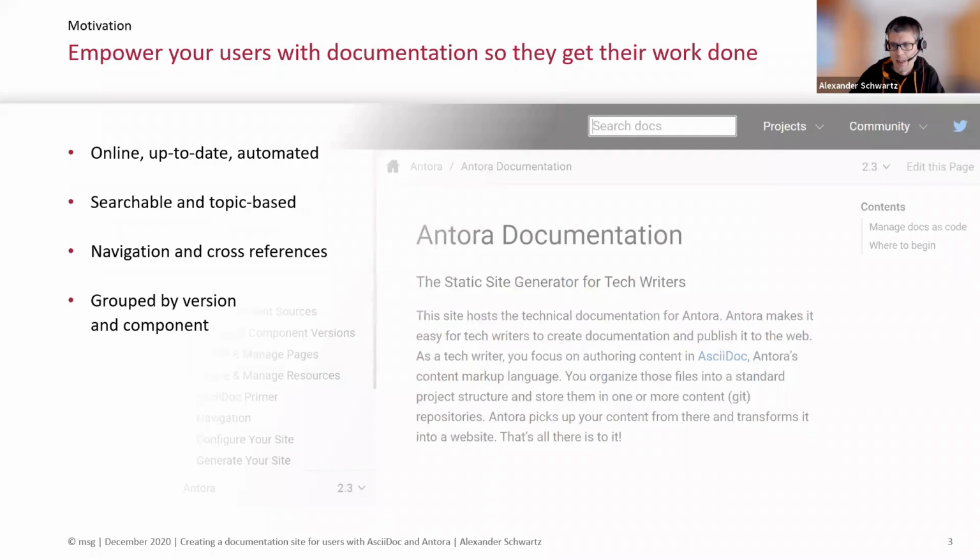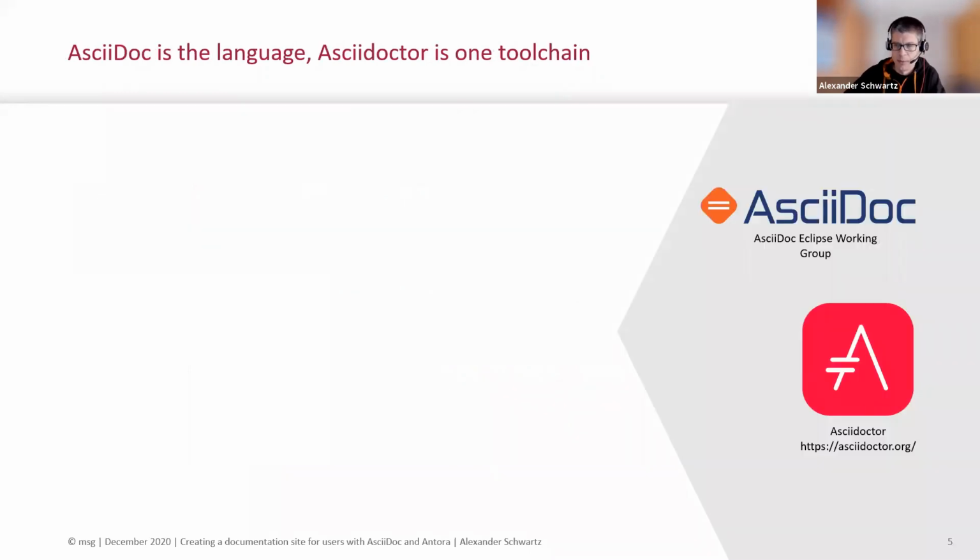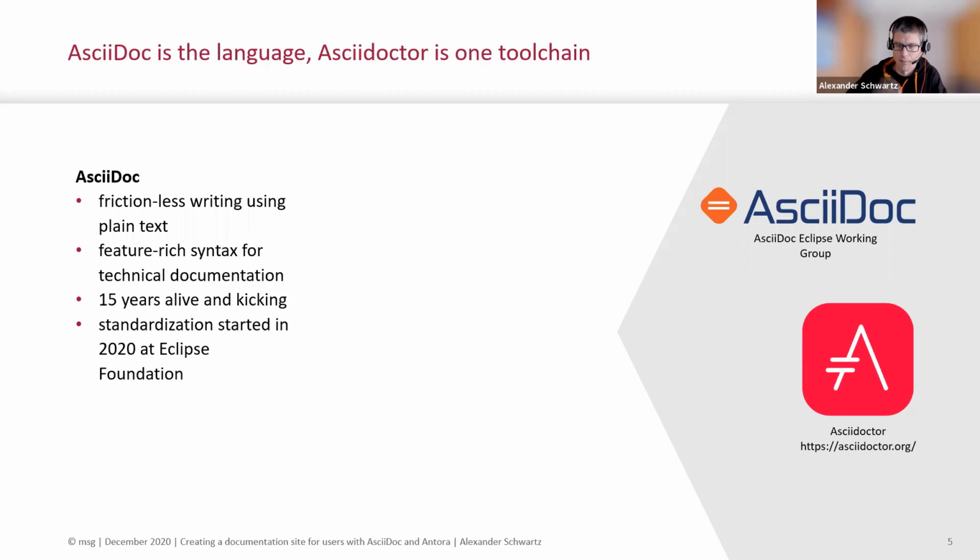So using AsciiDoc and Antora, what are the tools that we are about to use? Well, I'm always talking about AsciiDoc and AsciiDoctor. Well, AsciiDoc is a language. It's a plain text file where you write in your IDE as a text file that is very good to check into your version control like Git. It has a feature-rich syntax.